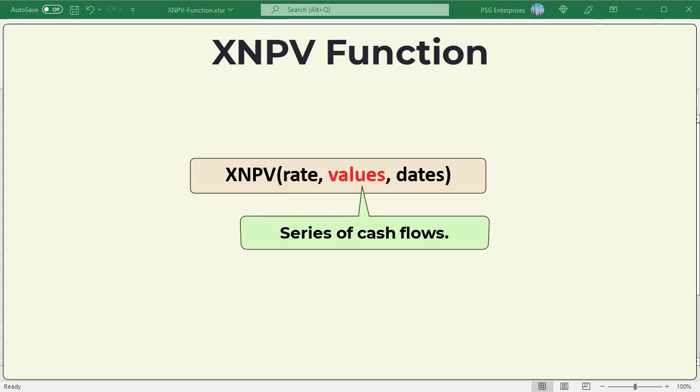Values: a series of cash flows that corresponds to a schedule of payment dates. Negative values represent cash paid out. Positive values represent cash received. The first value corresponds to the outflow that occurs at the beginning of the investment. XNPV does not discount the initial cash flow. All successive cash flows are discounted based on a 365-day year.